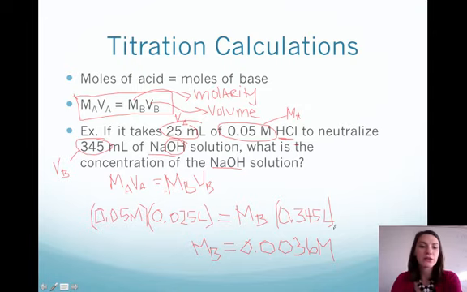All right, and that's it. So you guys have done similar calculations like when we did dilutions. So the math is the same, it's just applying the concept, and really this key concept is moles of acid equals moles of base. That will help you be able to do your titrations. All right, nice work.